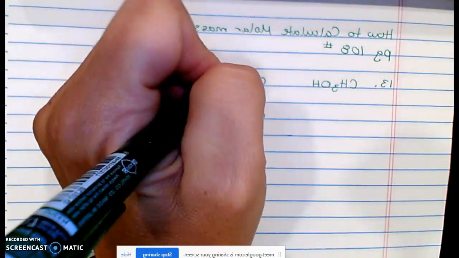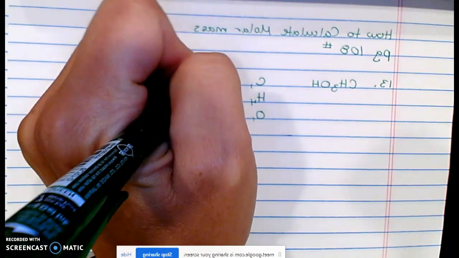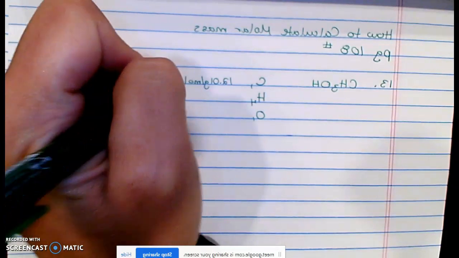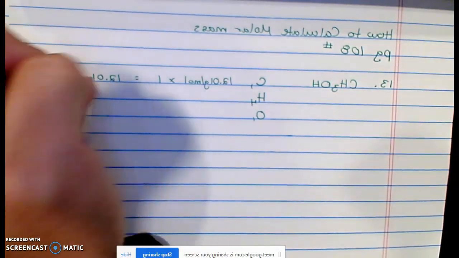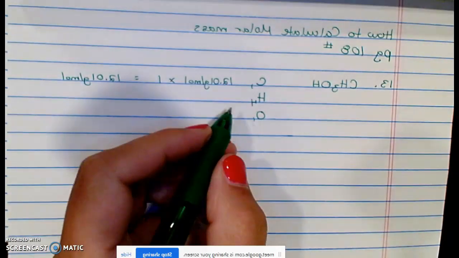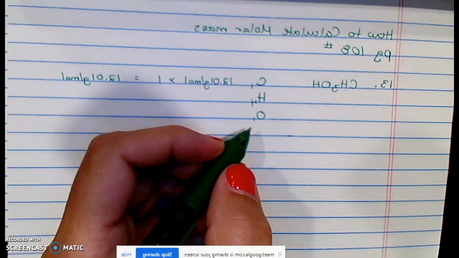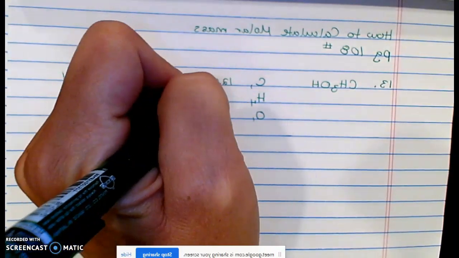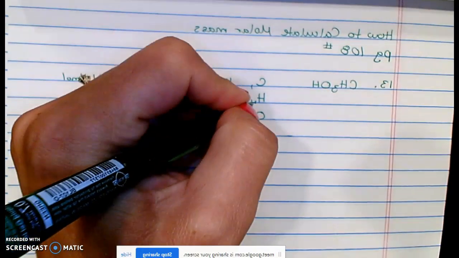So the molar mass of carbon is 12.01 grams per mole. How many do I have? 1. So let's just put times 1 so we have good practice at how to do it. Okay, so 12.01 grams per mole. What's the molar mass of hydrogen? I don't know, ask the periodic table. Excuse me, periodic table, what's the molar mass of hydrogen? Oh, well, you see, it's 1.01 grams per mole. Okay, times 4.